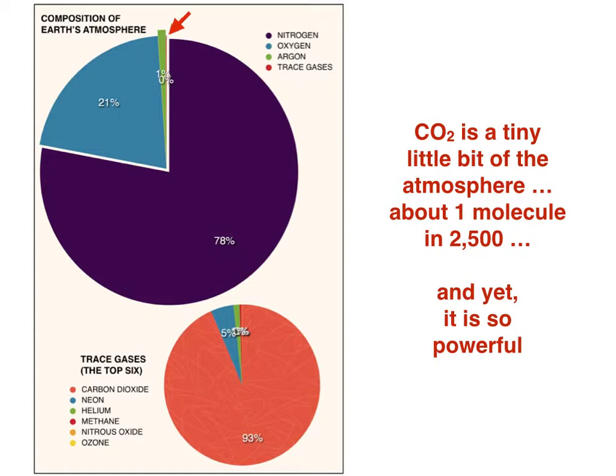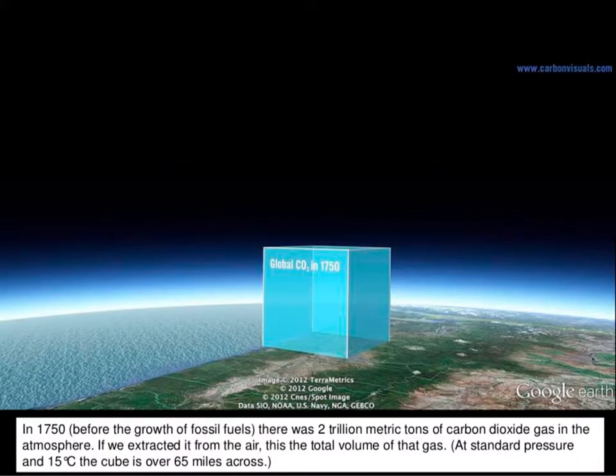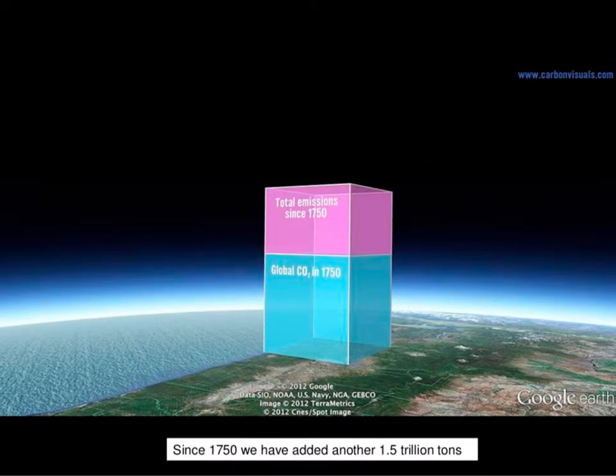If you're looking for the trace gases, including carbon dioxide, you have to look at that tiny red sliver at the top. Carbon dioxide, turns out, is about 1 molecule in every 2,500 of the whole atmosphere. And if you could put all the CO2 in the air into a box, a cubic-shaped box, before James Watt invented the steam engine, it would fit in a box about 100 kilometers on a side. This is how much we've added since then.